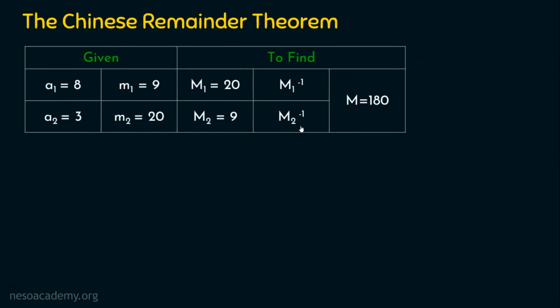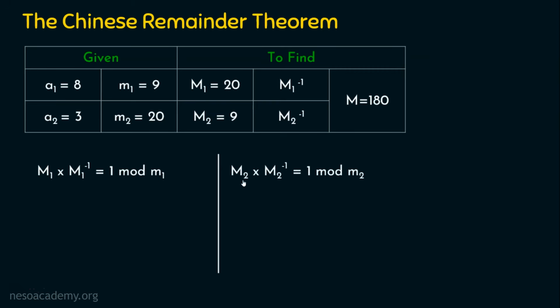Let's find that. We know how to find M1 inverse and M2 inverse. When capital M1 is multiplied by capital M1 inverse, we get 1 as the remainder when we do mod small m1. Similarly, capital M2, when it is multiplied by capital M2 inverse, we get 1 mod small m2. We know what is the value of capital M1 and capital M2.